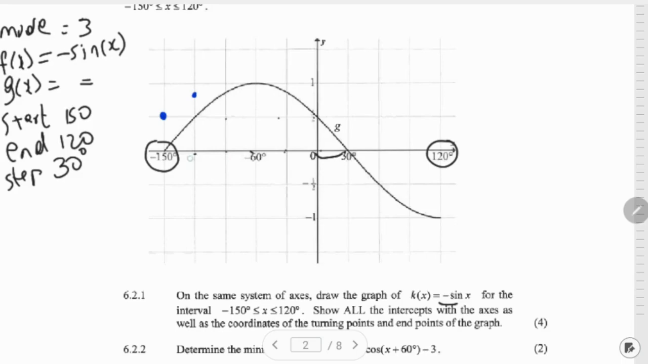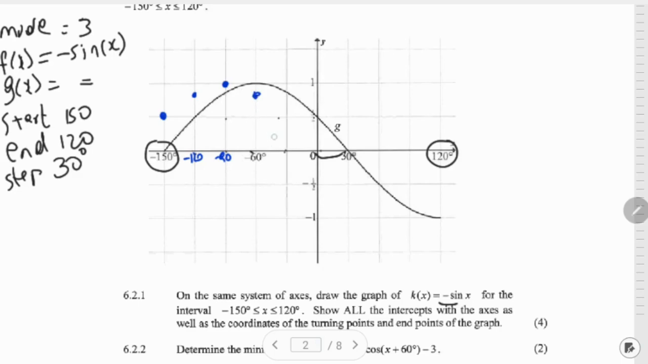When x is equal to minus 90, because they said we should show all intercepts, that means we need to fill in those x-intercepts as well. All right. And then here, when x is equal to minus 90 on the table, then y is equal to 1. There we have it, minus 90 with a 1. When our x is equal to minus 60, the y is also about 0.8. So it's going to be the same point here.